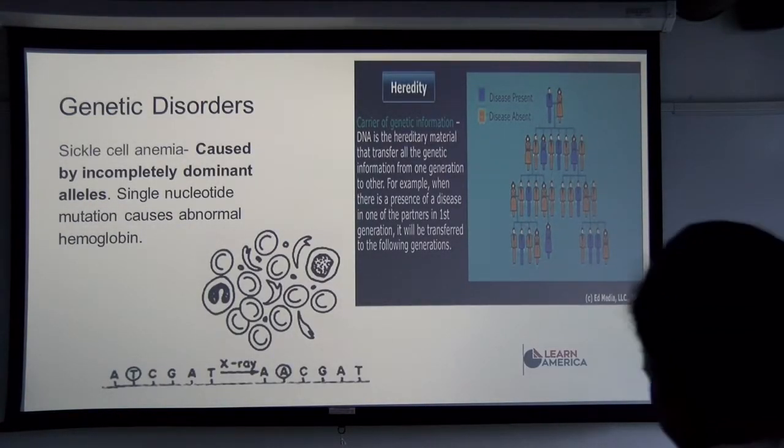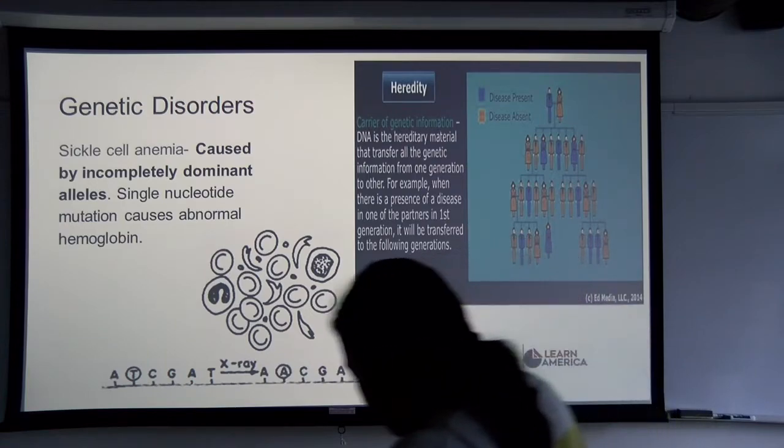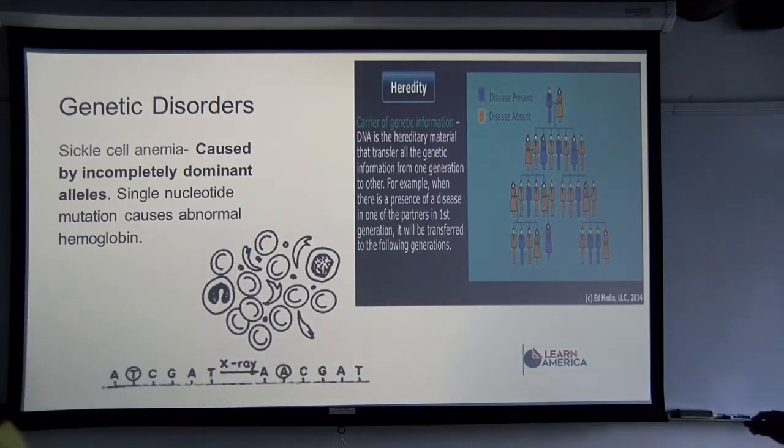Sometimes we can see disorders develop. There could be a defect in the traits that are being developed. One of those genetic disorders is sickle cell anemia. We see a lot of questions on this on the test. Sickle cell anemia is caused by an incomplete dominant allele. This is where a single nucleotide mutates, causing an abnormal hemoglobin in the red blood cell.